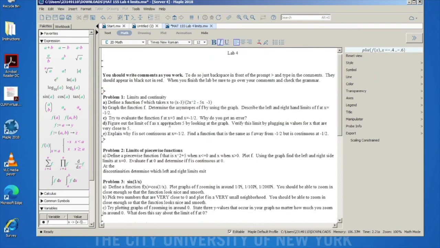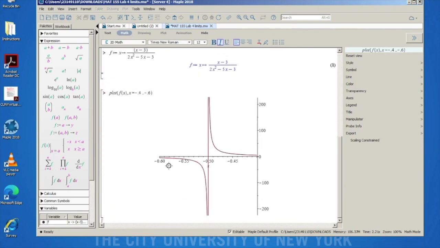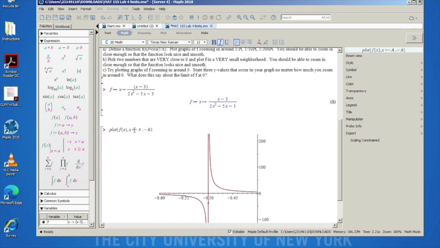So the limit from the left side is negative infinity. By now, you should know how to actually determine this. You should be able to, by looking at a function, tell what the right-hand side and left-hand side limits are. So on Maple, we can easily plot any function we want, especially any rational function, and visually determine that.